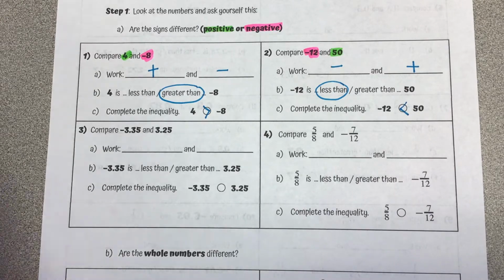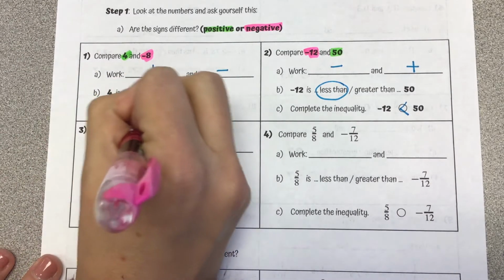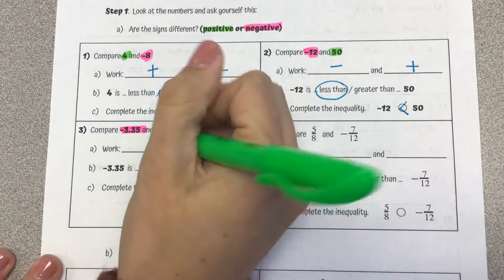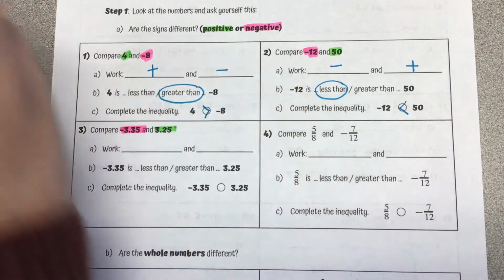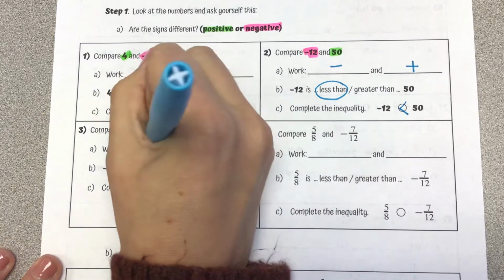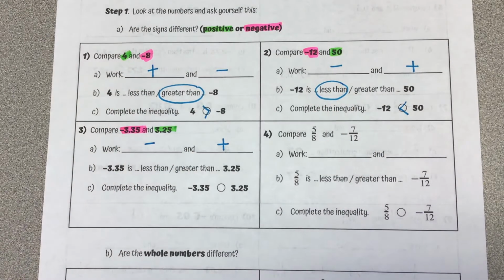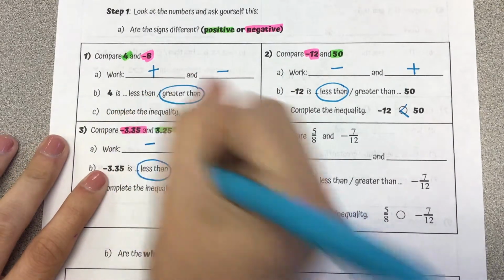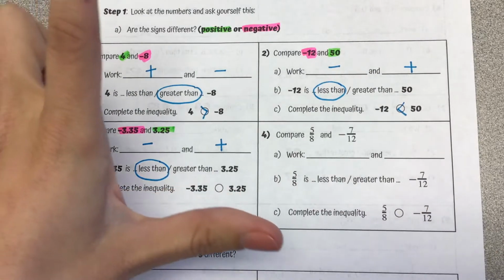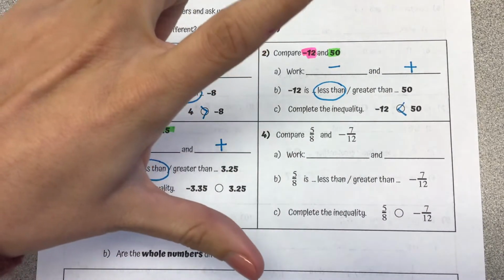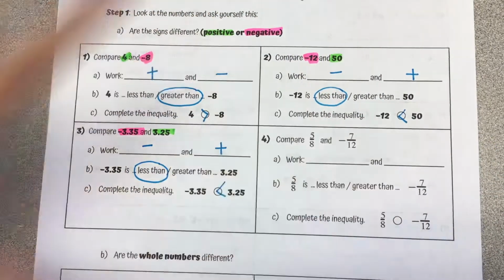Number 3. Negative 3.35 is negative, positive 3.25 is positive, so we have a negative and a positive. A negative number is always less than a positive. Left means less than, angled is this inequality sign.